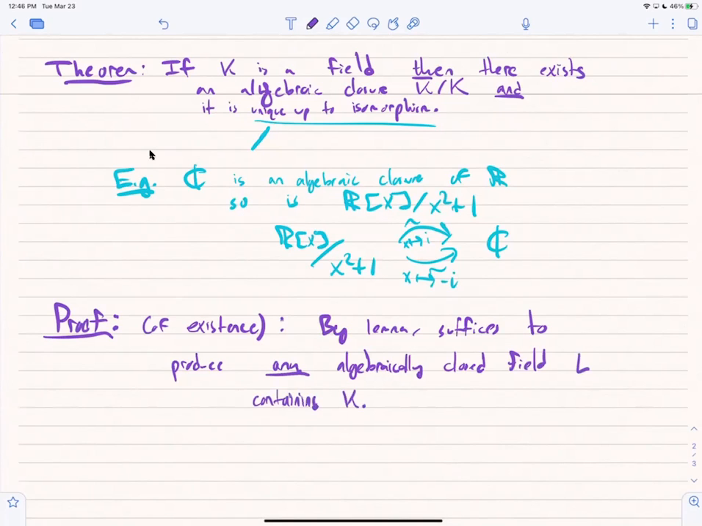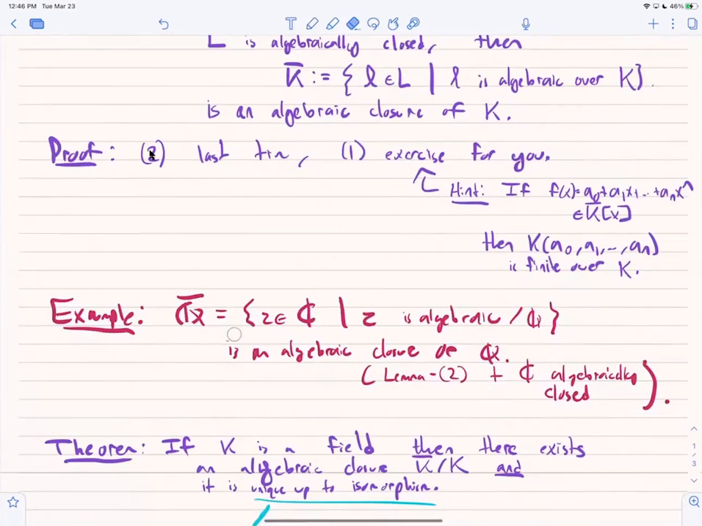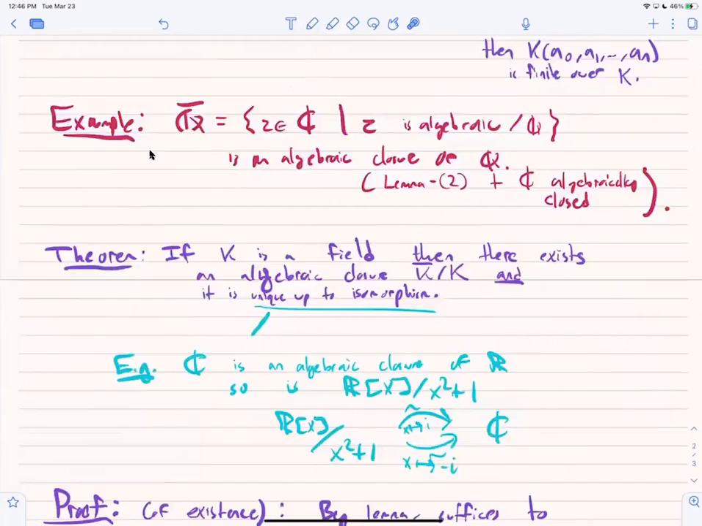Because once we have some algebraically closed field, we can just take the subset of algebraic elements, and that gives me an algebraic closure. Again, just like we did to produce this Q bar, this algebraic closure of the rational numbers inside the complex numbers. So we're just doing that.